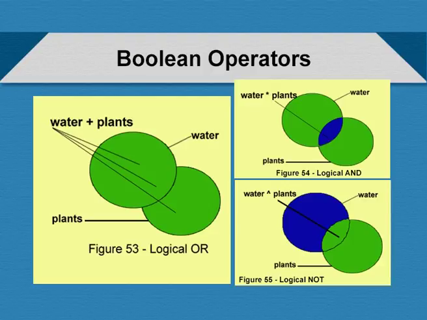Now, if you go to the third example, water NOT plant, that means you want to retrieve only those documents where the term water is available, but not the term plant. So, you need to use the Boolean operator NOT, and here you see in the third option only the blue colored part will be retrieved, because that is the only part containing records with only the term water, not plant.